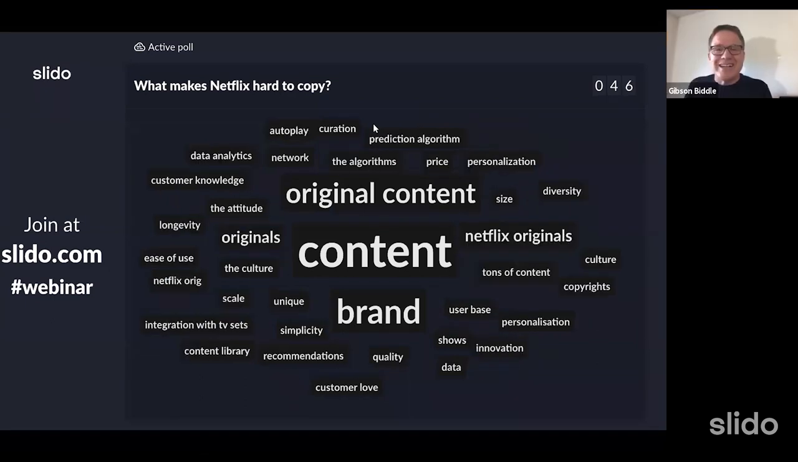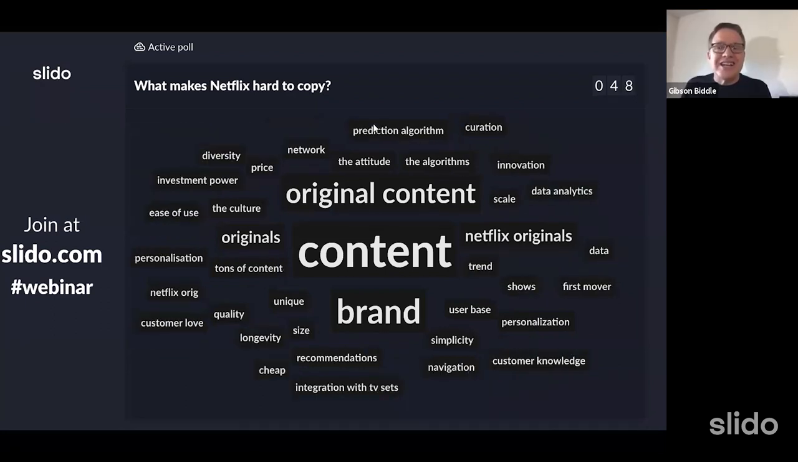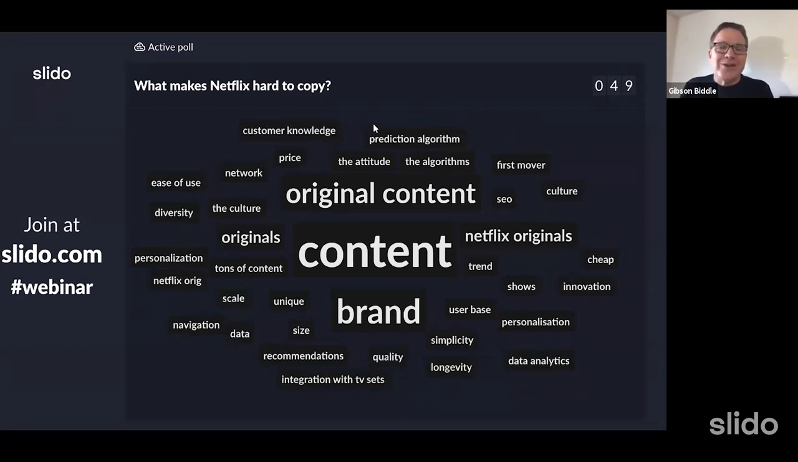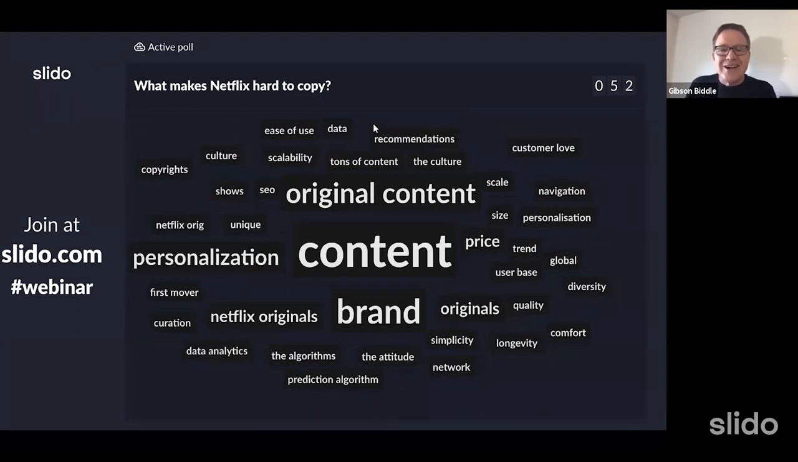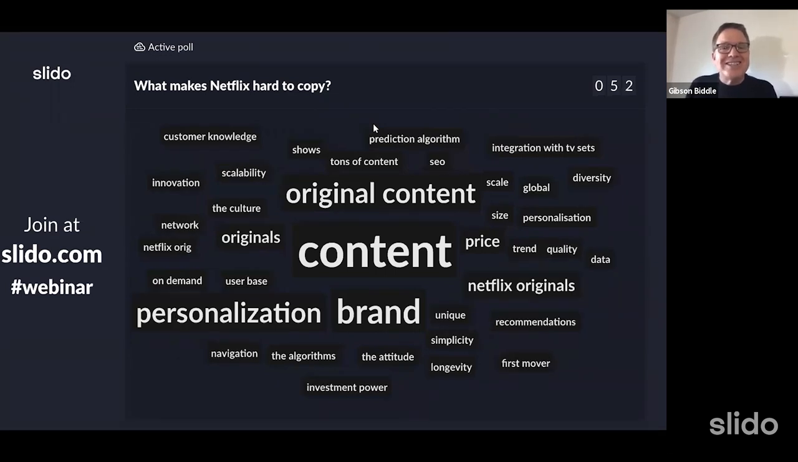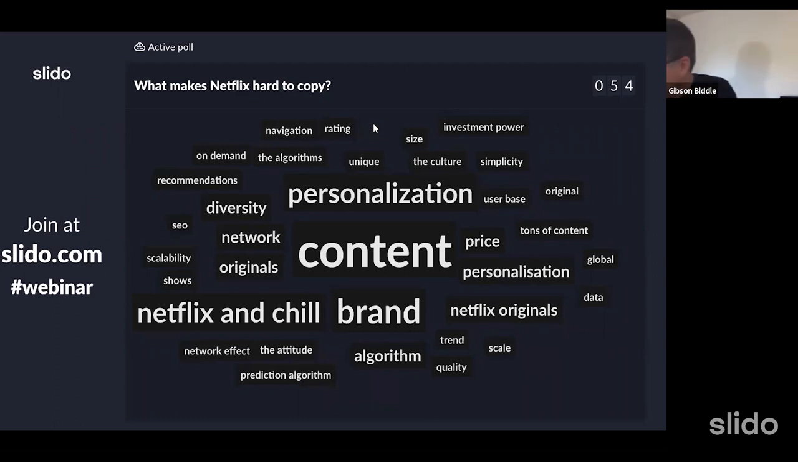So I see content, I see brand. What else is sticking out? There's algorithm coming up. Algorithm's nice. Netflix originals, that is content. Originals, original content. Okay, got it. I'm seeing a lot of algorithms, which I really love. I'm only fishing for one. Oh, okay, I saw a word in there, which was network. I'm fishing for ideas. I see scale, I see global. Integration with TV sets, there's an idea hiding in there. Okay, this is great. A great range of ideas where you're thinking about what data, I love it.